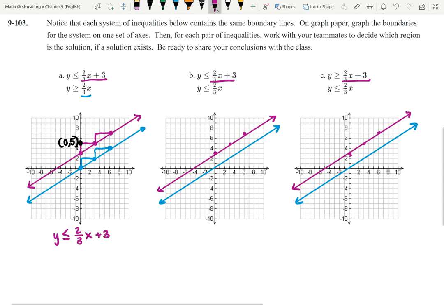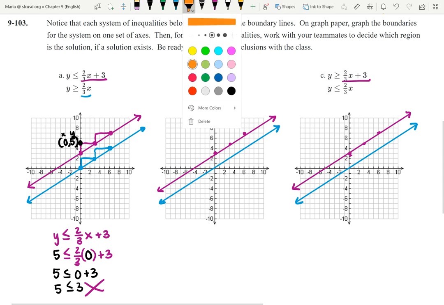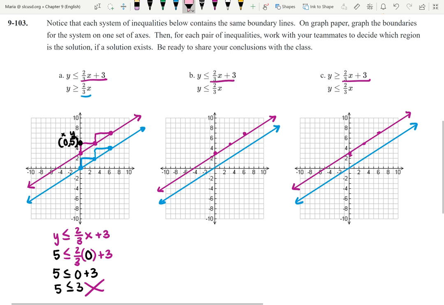So I'm going to plug in 0 for x and 5 for y. Simplify. 2/3 times 0 is 0, and 0 plus 3 is 3. Is 5 less than or equal to 3? It is not. So that means that we're not going to shade towards 0, 5. We are going to shade the opposite way. So I'm going to shade below this pink line.